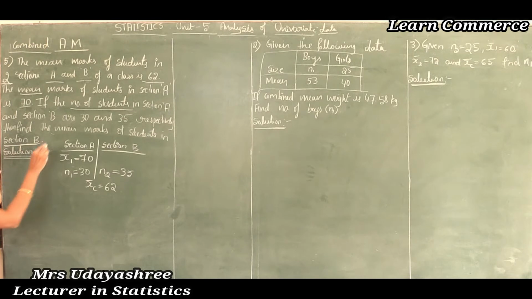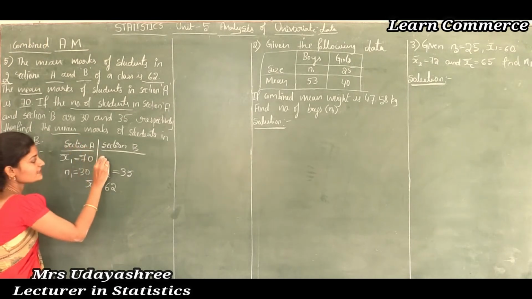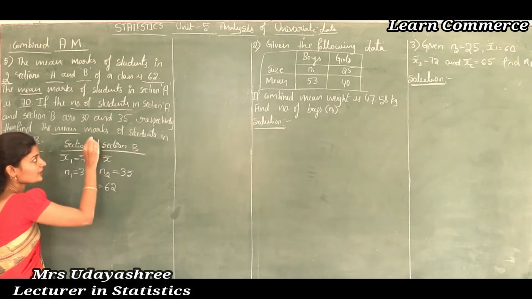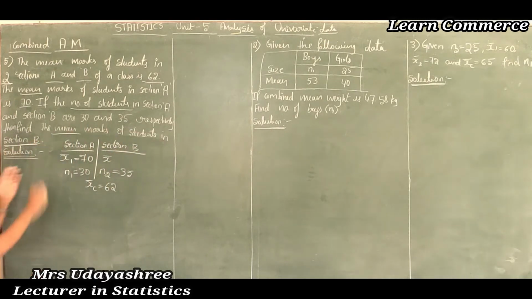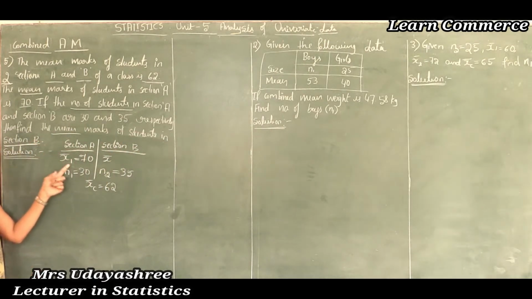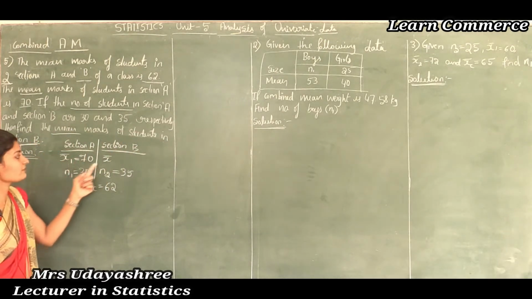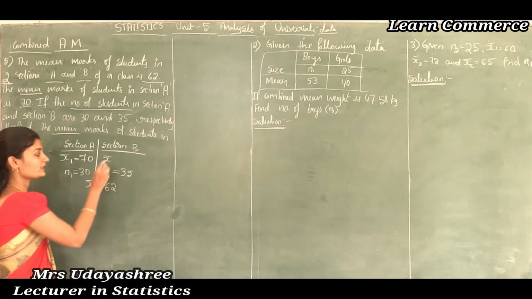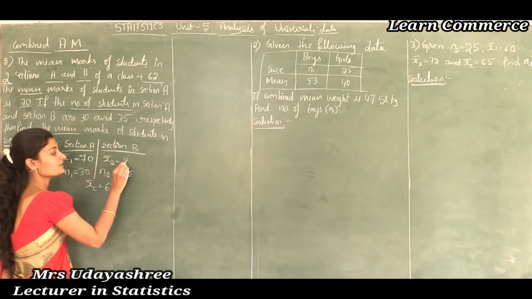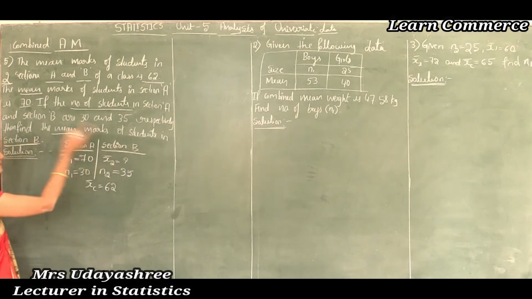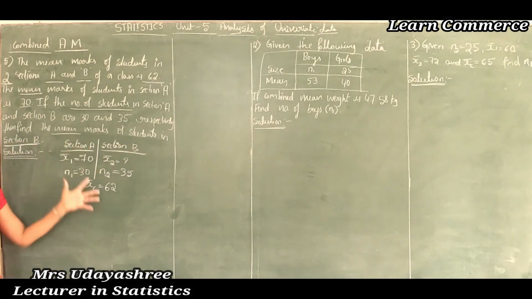So next we need to find the mean marks. Mean is denoted by x bar. For the first section the mean is denoted by x bar 1, and for the second section the mean is denoted by x bar 2. So here we need to find the mean marks of students in section B. Okay, these are the given informations in this problem.